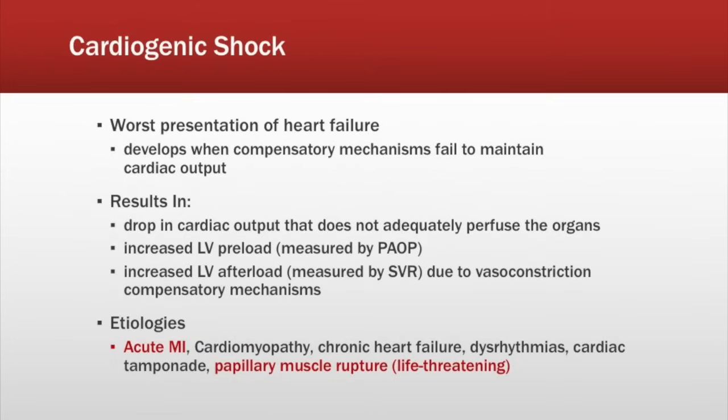In heart failure, you can have a presentation of cardiogenic shock. This is the worst presentation of heart failure. So you have your class 1, class 2, class 3, class 4. You get an acute exacerbation of class 4, you're going to end up in cardiogenic shock. This develops when compensatory mechanisms fail to maintain cardiac output, and this results in a drop in cardiac output that does not adequately perfuse the organs when your mean arterial pressure gets too low.